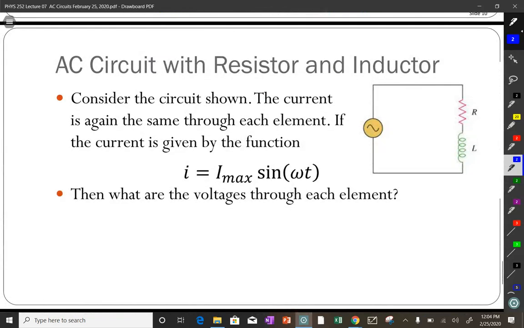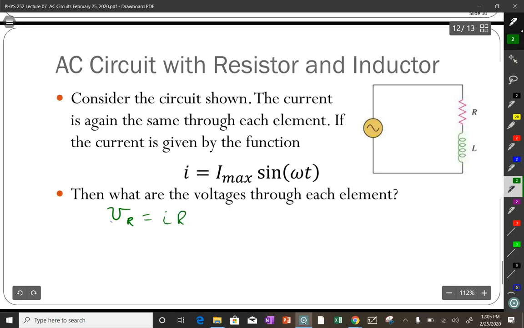So if I have an AC circuit with a resistor and inductor, and I put that same current through, what's the voltage through each item? Well, what's the voltage for the resistor again? IR. That's going to be I max sine omega t.